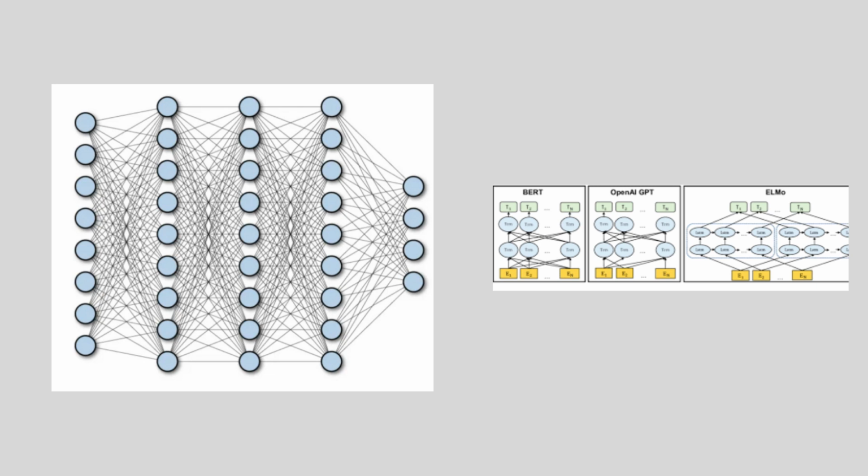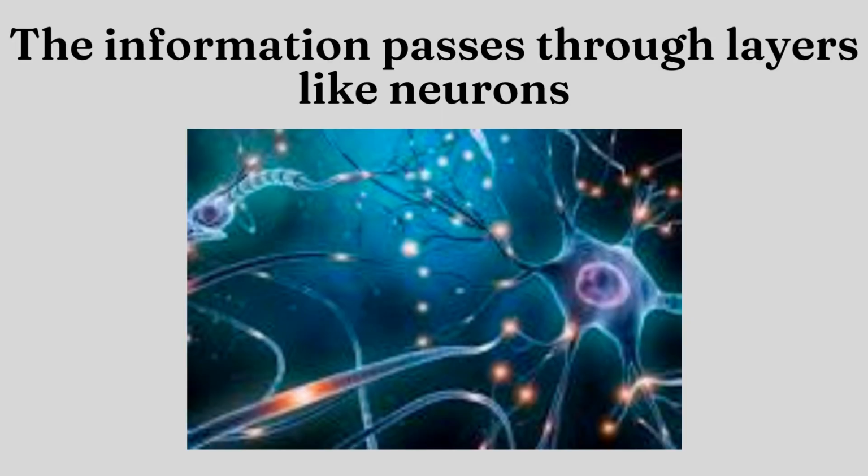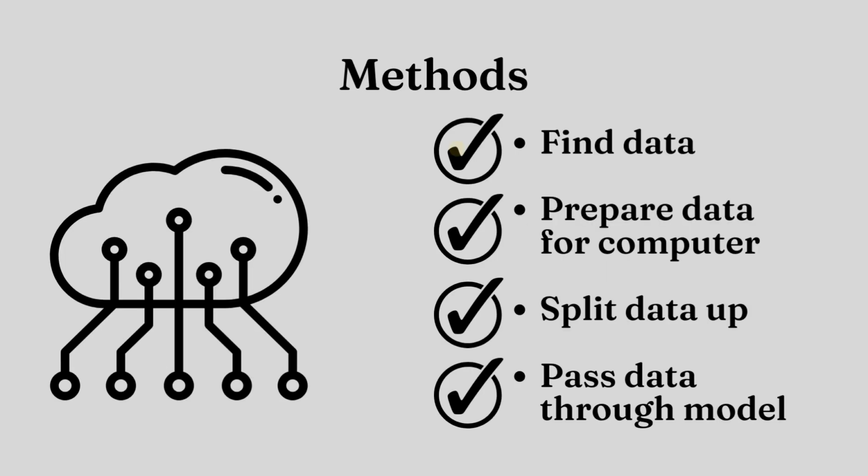The next thing we see is that it mentions that there are 20 neurons in the first layer and 10 neurons in the second layer. And then the last layer has 2 neurons, either for a good prognosis or a bad prognosis. Like we mentioned before, the information passes through the layers, like information would pass through neurons, and it gets flatter towards the end. And then you get a classification at the end of the model, very similar to what we've seen before and what we would expect.